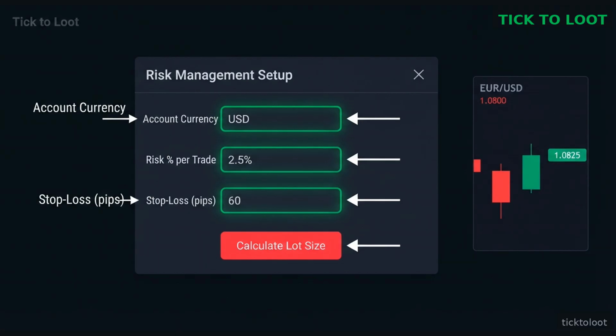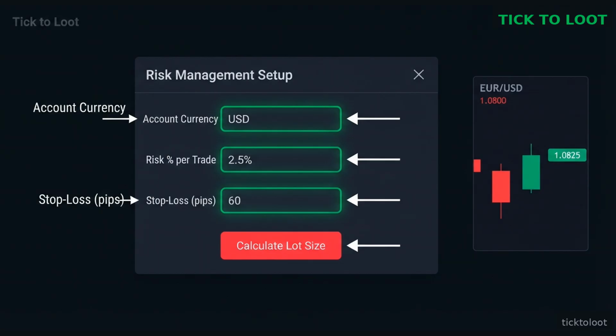Click on the Risk Management tab. You'll see a clean dark screen with white labels. The first field asks for your account currency. This is the money your broker shows in your balance, for example, US dollars. If your account is in dollars, type USD. This step prevents the common mistake of mixing currencies later on.